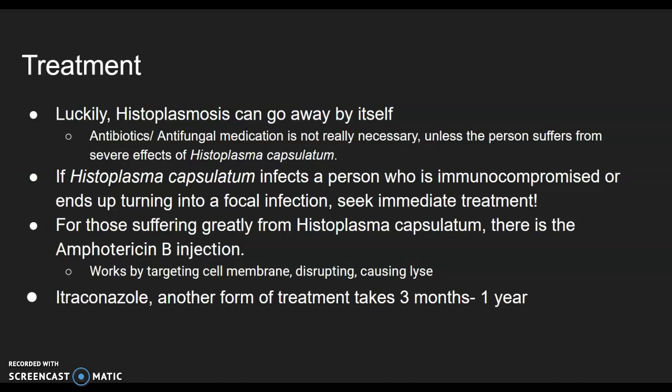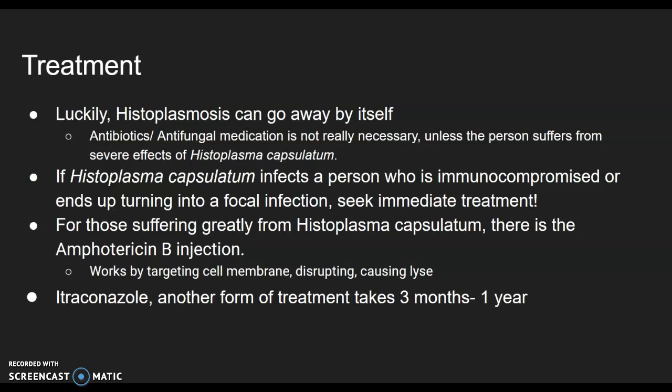If Histoplasma capsulatum infects a person who is immunocompromised, it has the ability to turn into a focal infection. That happens because it goes through the lungs, eventually to the lymph nodes, then to the blood, then to the nervous system, and affects all the systems of the body. This is extremely lethal to a person, and luckily we do have an injection for it.